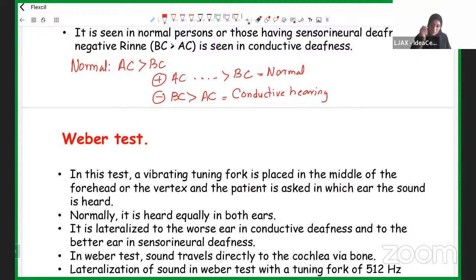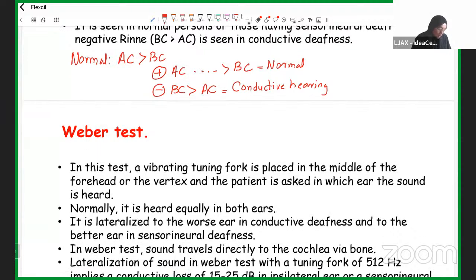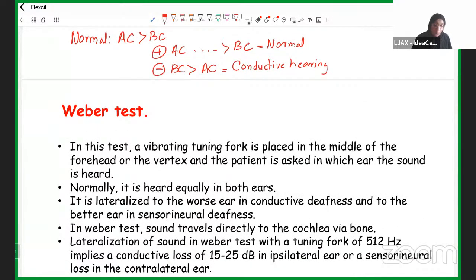Okay. Now we have one more called Weber's test. Here you vibrate the tuning fork and you put it on top of the head, maybe on the forehead or maybe on the temple bone, let's say frontal bone or temporal bone. Now, normally a normal patient will be able to hear sounds equally on both the sides. Let's write it: equal.